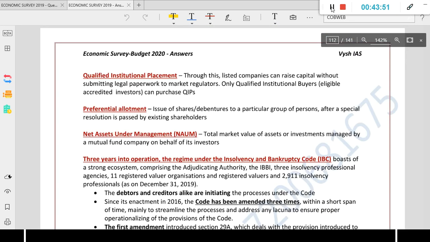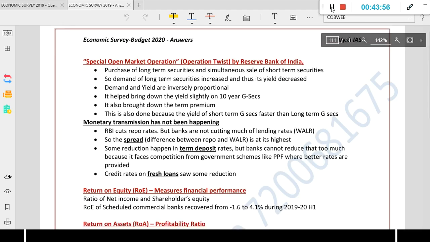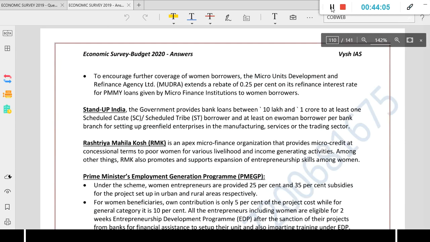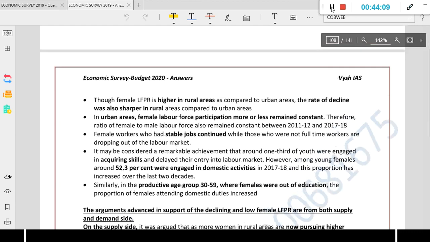See, education for all, housing, sanitation. I think almost everything which I could imagine, I have put it here. Okay. See, Operation Twist. This is a definite question. Either this year or next year, they will definitely ask, what is Operation Twist? Because every coaching class is also teaching on that topic this year. Stand Up India, Rashtriya Mahila Kosh. This is actually, I think we have reached the mains answer.